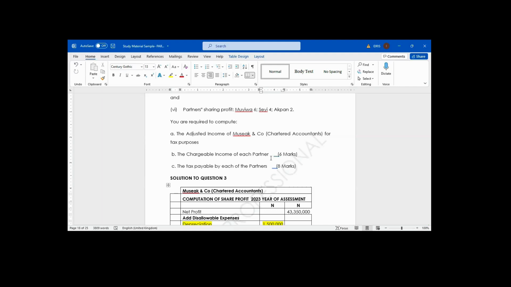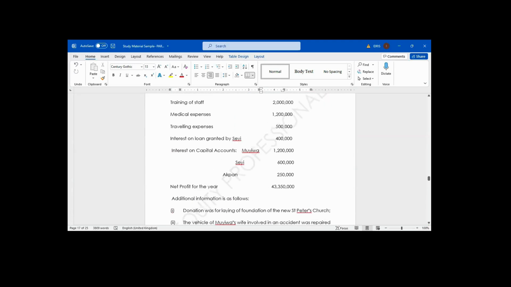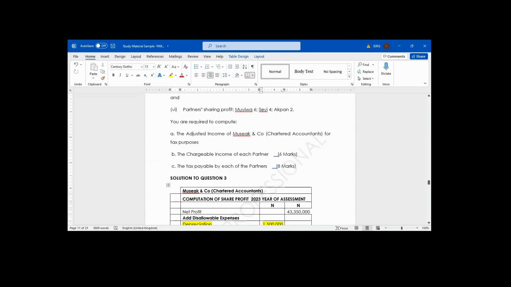Interest on loan, interest on capital. Yes. What type of tax will the partner pay? Personal income tax. What are the income of a partner that is subjected to tax? Interest on capital, interest on loan, salaries. So you ask yourself, in the expenses, one of the partners collects what? Interest on loan. That one is going to be income to him.